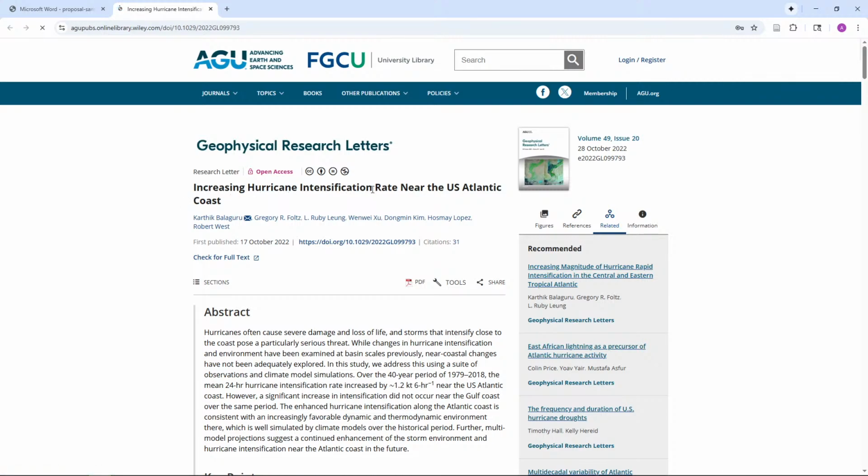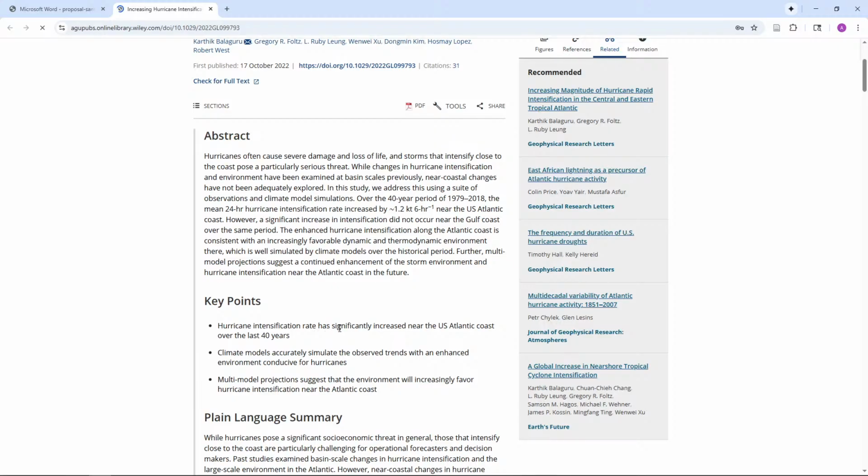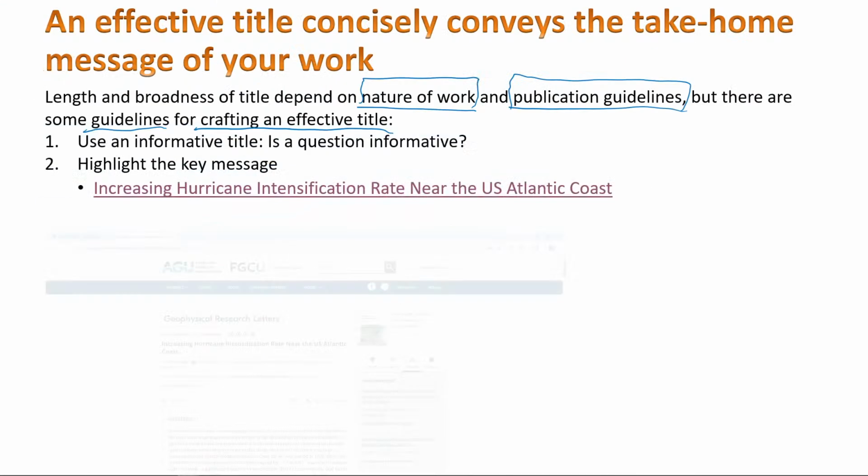Increasing hurricane intensification rate near the U.S. Atlantic coast. So you will know that hurricane intensification rate has significantly increased near the U.S. Atlantic coast over the last 4 years. Yeah, so these are the key points which are reflected in this title. So your take-home message, just put it in the title. That's basically a good thing.